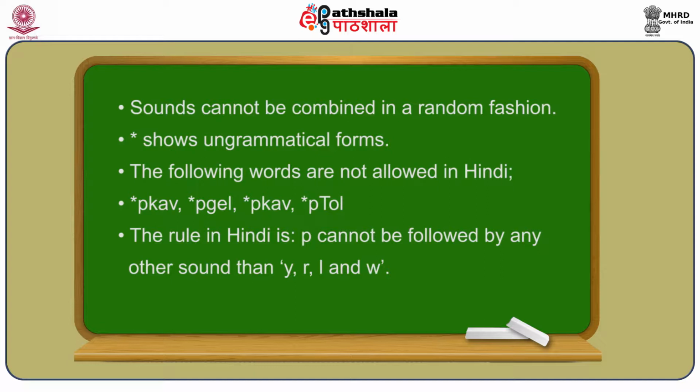So ka can't come. You can't have a word like that, as you see on your slide, where an asterisk mark on the top means ungrammatical, that it's not allowed. That star on the top means it's not allowed. So something like kav can't be a word of Hindi. Something like pagal is again not allowed. Something like, let us say, patav. Patava is allowed, but patav is not allowed, and so on.